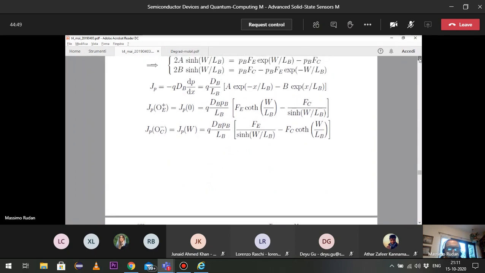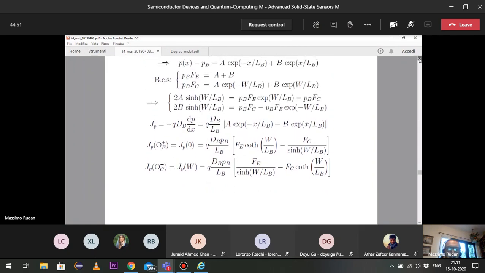The diffusive part of the current. So the diffusive form of the current density for the holes is minus q D_B times the derivative of p with respect to x, which is taken from the upper expression. And we have this formula here in which A and B are known.